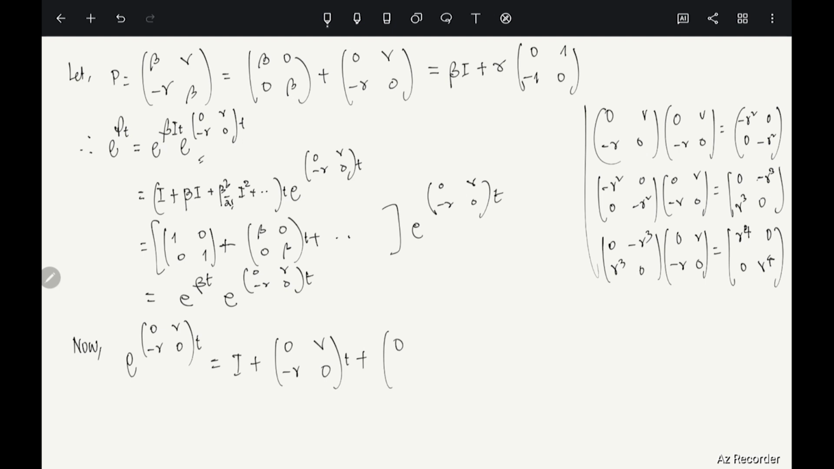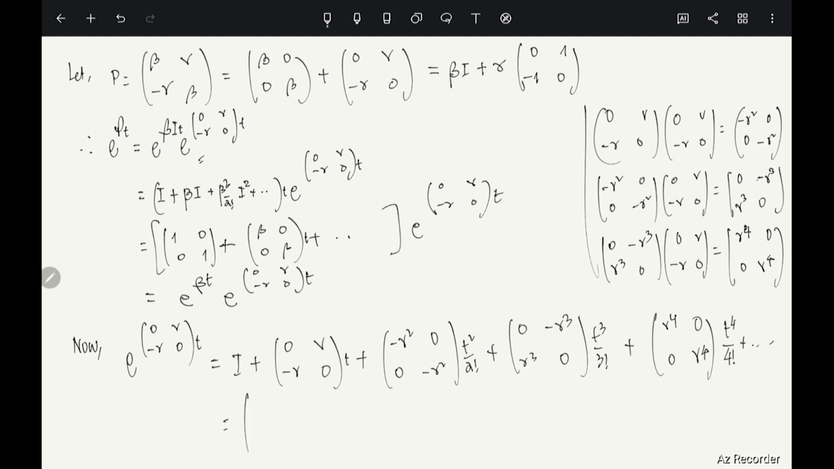If you put it together, what happens is the square is [minus gamma square, 0; 0, minus gamma square] times t square by 2 factorial, plus the cube part [0 minus gamma cube; gamma cube 0] t cube by 3 factorial, plus [gamma power 4, 0; 0, gamma power 4] t power 4 by 4 factorial, and it goes on like this. Now, what is the first term? It is 1. The second term is minus gamma square t square by 2 factorial. The third term is not there. The fourth term is plus gamma power 4 t power 4 by 4 factorial minus, it goes on like this. That's the first entry.